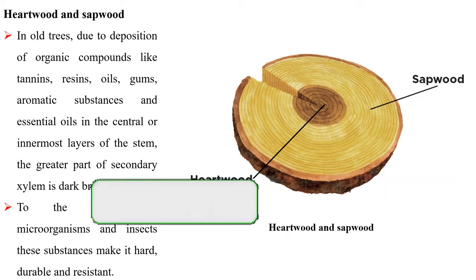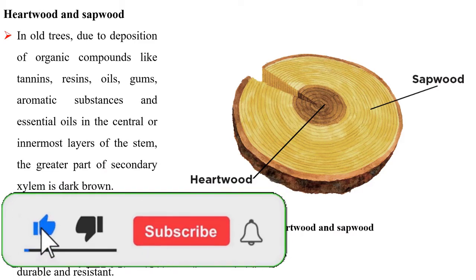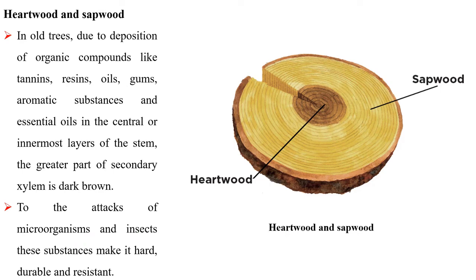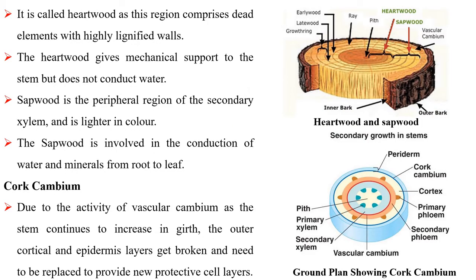Hardwood and sapwood. In old trees, due to the deposition of organic compounds like tannins, resins, oils, gums, aromatic substances, and essential oils in the central or innermost layer of the stem, the greater part of secondary xylem is dark brown. These substances make it hard, durable, and resistant to the attacks of microorganisms and insects. It is called heartwood as this region comprises dead elements with highly lignified walls. The heartwood gives mechanical support to the stem but does not conduct water.